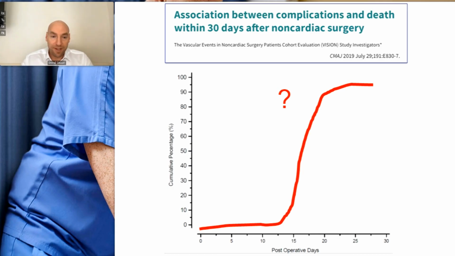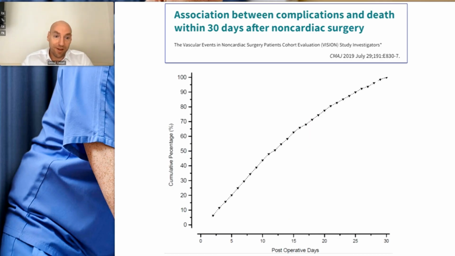But the truth is that this curve is relatively linear, meaning that during the first month after surgery, we lose patients basically every day. This is not necessarily a problem of the first postoperative days or something that only develops later. It's a problem that is simply there during the first month, and of course requires that we identify patients at risk and that we monitor patients at risk during those dangerous times.